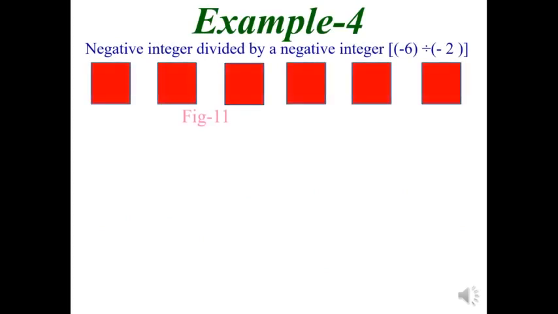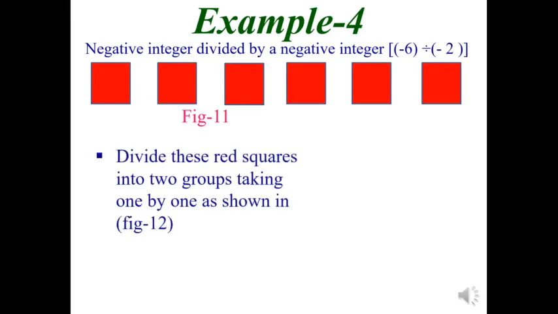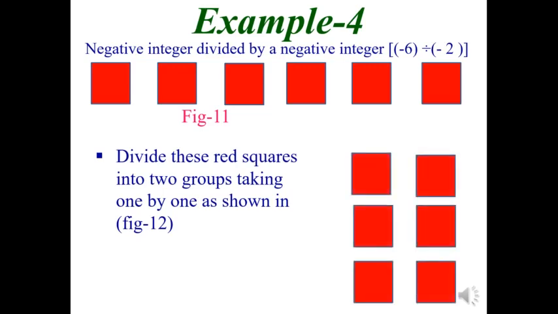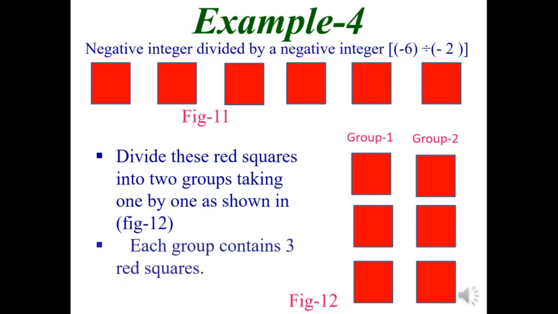So this is our figure 11. We have 6 red squares. Then from figure 11, divide these red squares into 2 groups, taking one by one as shown in figure 12. So this is our figure 12. 2 groups will be made, that is group 1 and group 2. So group 1 contains 3 red squares and group 2 also contains 3 red squares. So 3 reds means +3, because 1 red square represents +1. So -6 divided by -2 is equal to 3.